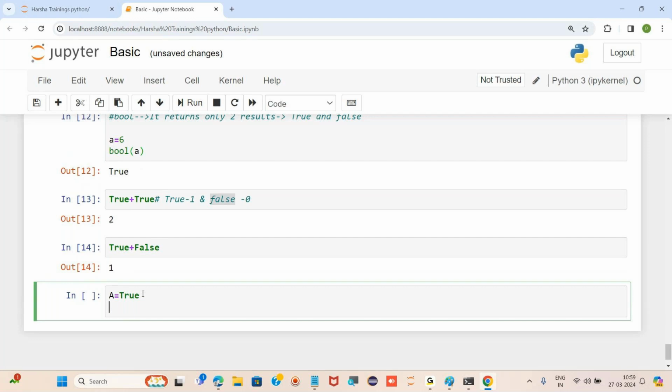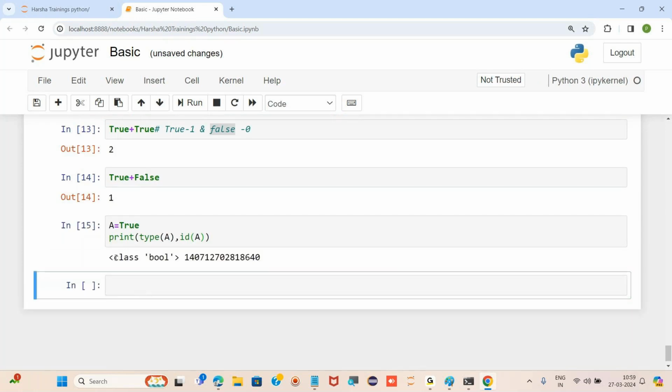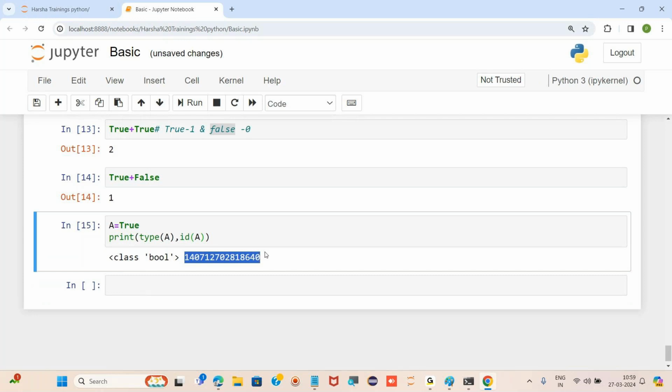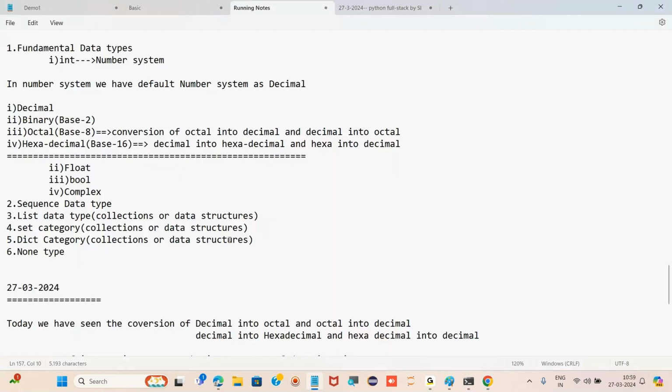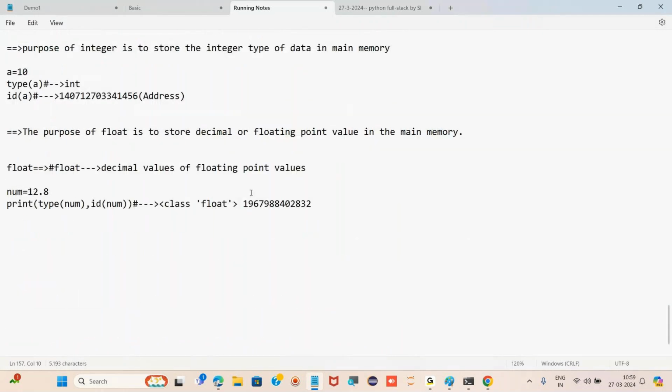Now let's suppose I am trying to find out the type of a, and also print it here, print of type, and also the id of a. If you see, it is the class boolean as well as this is the address, right? So if someone asks you what is the purpose of boolean, that is nothing but to store the value boolean.